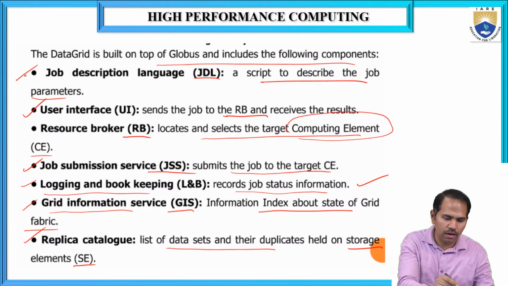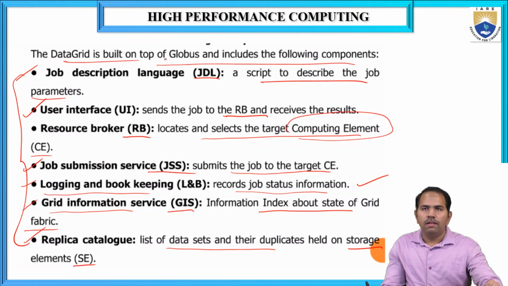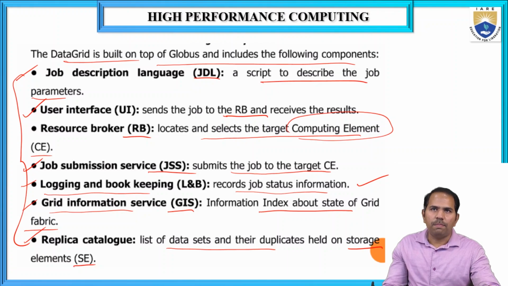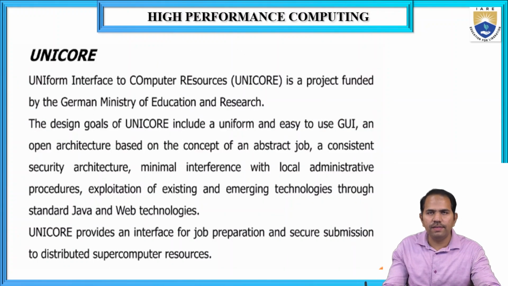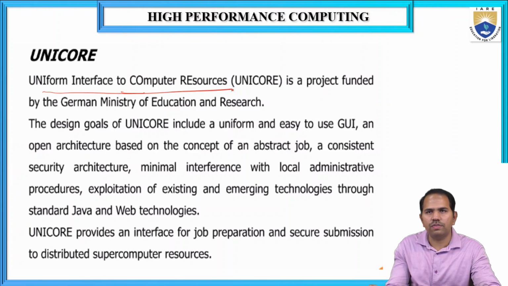So these all are held in the Data Grid, built on top of Globus, and include these components. And the next one is Unicore. Unicore's full form is Uniform Interface to Computer Resources.